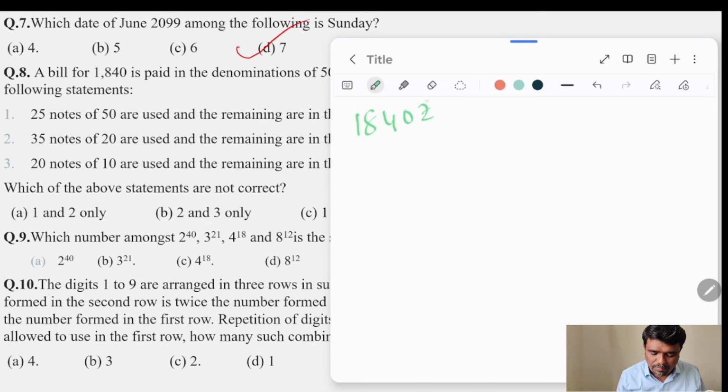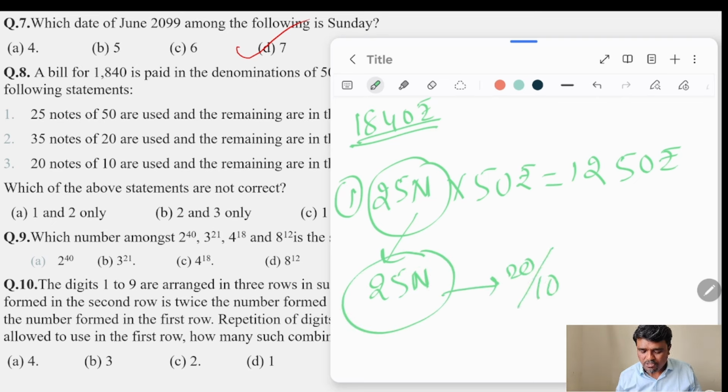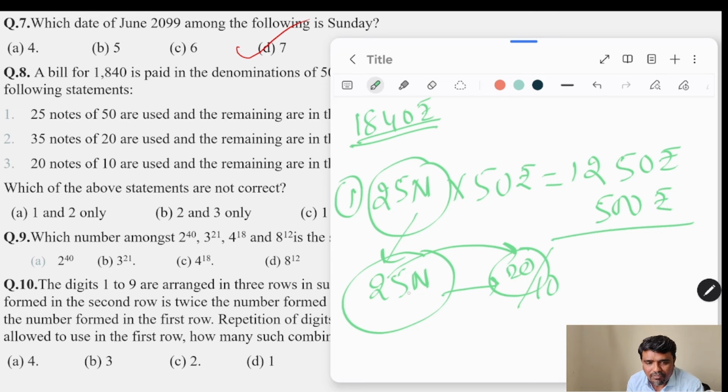First of all, the total amount is 1840 rupees. Let me see the first condition. 25 notes are 50 rupees notes, which is equal to 1250 rupees. And you already know that total notes are 50. That means the remaining are 25 notes, either 20 rupees notes or 10 rupees notes. Here you always have to see the counter example to make it wrong. Let me assume all are 20 rupees notes. 25 into 20 is equal to 500 rupees. That means the maximum value of these 25 notes is 500. So the total is 1750. Is it possible? No. Why? The total sum is 1840. So the first statement is wrong.